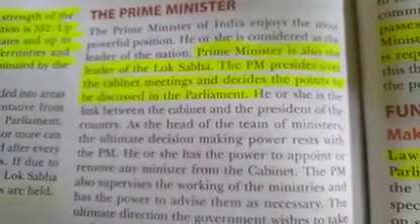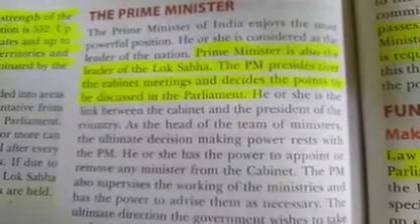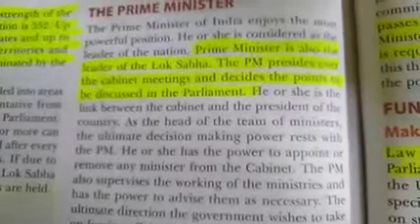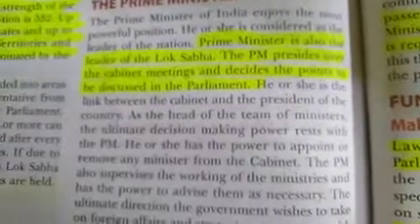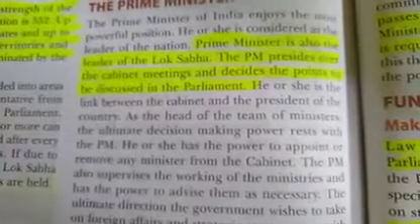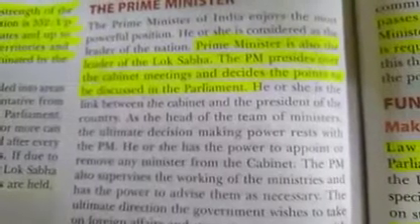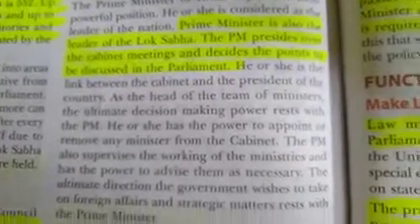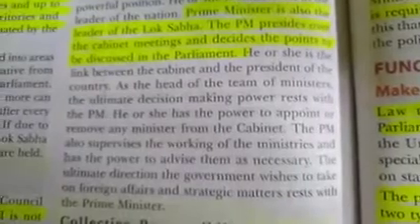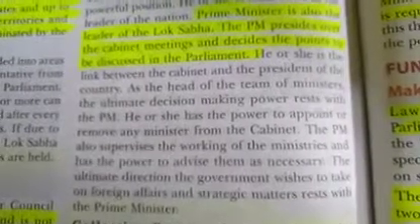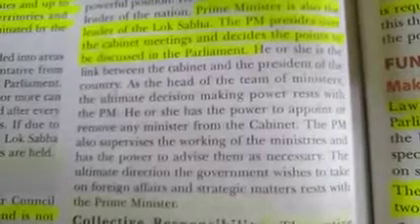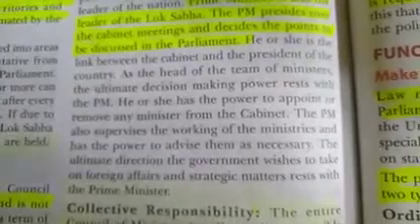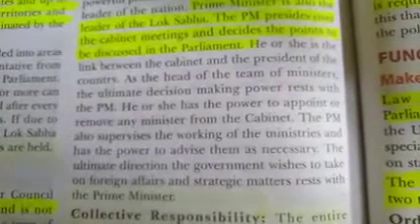The PM presides over the cabinet meetings and decides the appointments to be discussed in the parliament. He or she is the link between the cabinet and the president of the country. So, all the council of ministers are under the Prime Minister and the Prime Minister is a bridge linking the council of ministers with the president of the country. As the head of the team of ministers, the ultimate decision making power rests with the PM. So, whatever decision will be taken, the final permission is to be taken from the PM. He or she has the power to appoint or remove any minister from the cabinet.